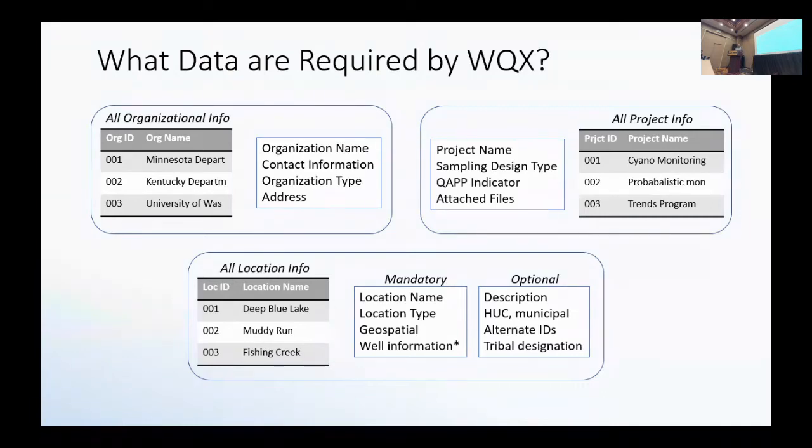So let's look at what some of these requirements are, like the business rules, required metadata. For your organization, we just need to know name, contact information, the type of organization, and an address. For projects, the name, the sampling design type: was this a randomized sample, was it targeted sampling? Do you have a quality assurance project plan for your data? You can actually attach that quality assurance project plan to your project so that others can pull it down as well. And for locations, we basically just need a name, the type of location, was this a well, a stream, a lake, and the lat long information. That's pretty much all we need to know about your organization, your projects, and your locations.